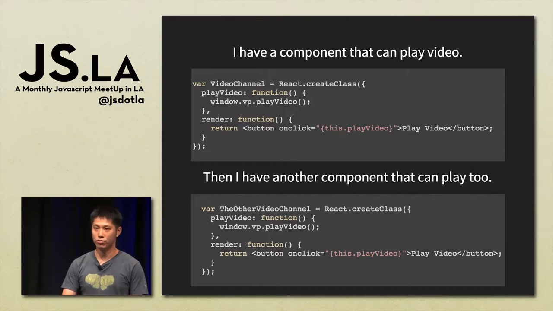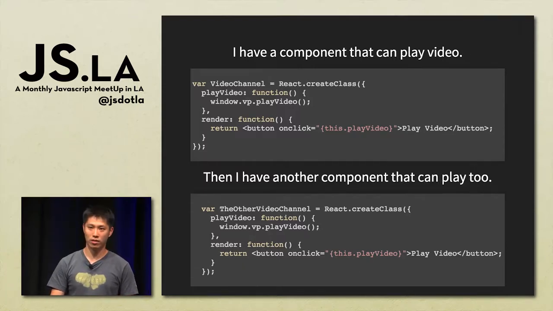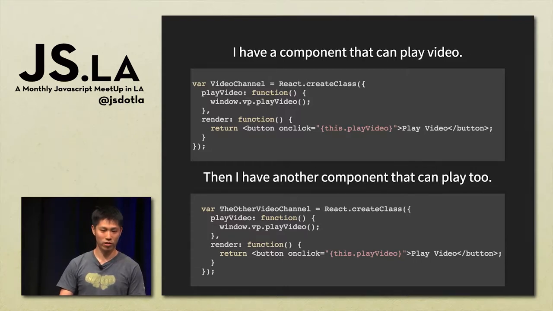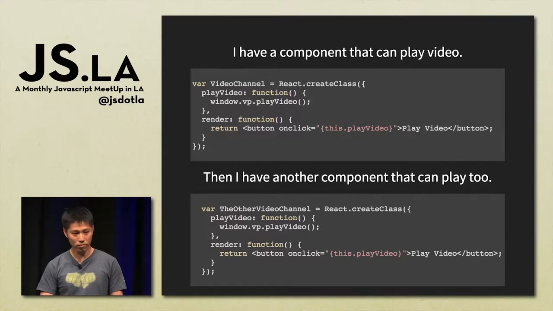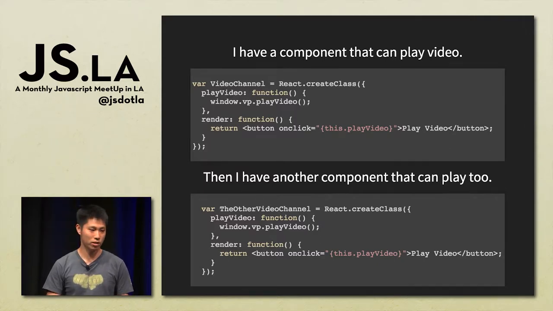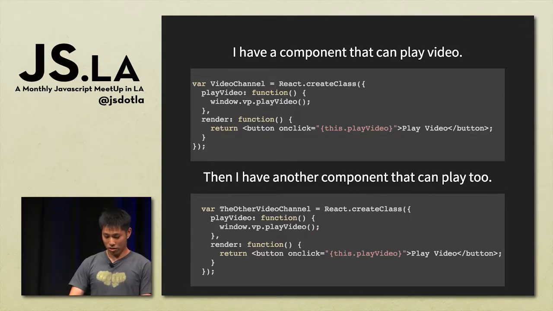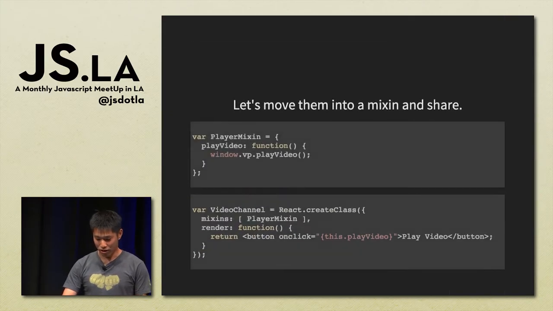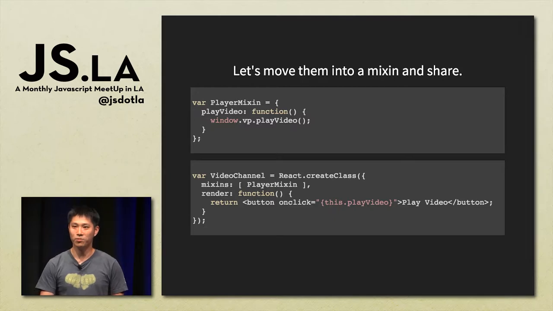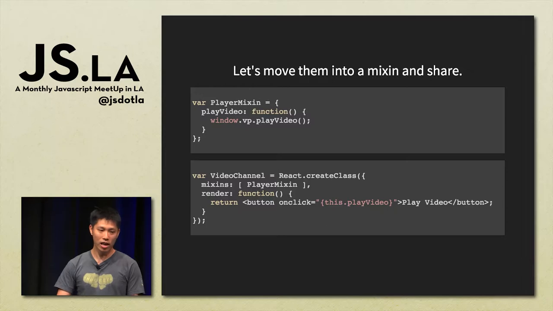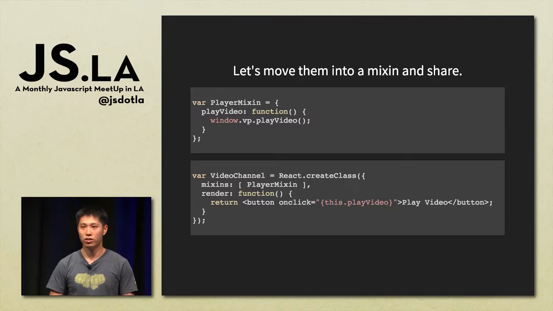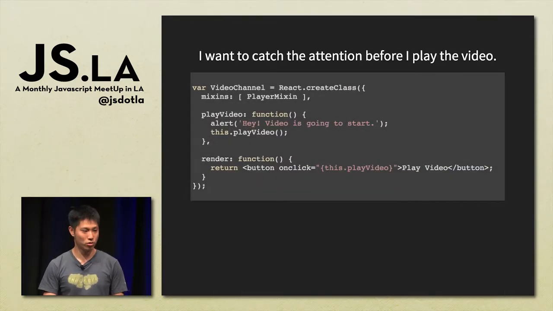I strip out the difference. So here, in this different component, I have the same playVideo method. Anyone who uses React knows this is a pattern for mixins, right? So I just move out the common part, the playVideo part, into the mixin. And then in the component, I can just include the mixin and then call the method, right? Simple. So now I want to do something special here.